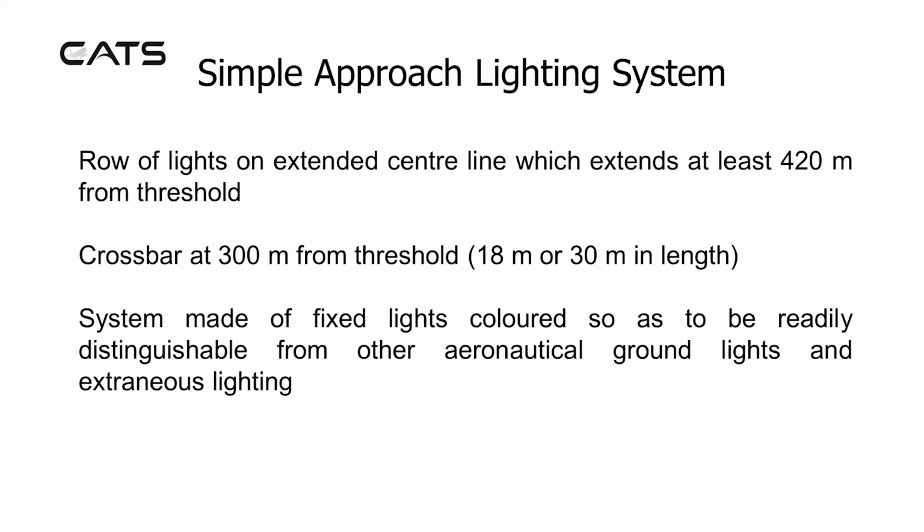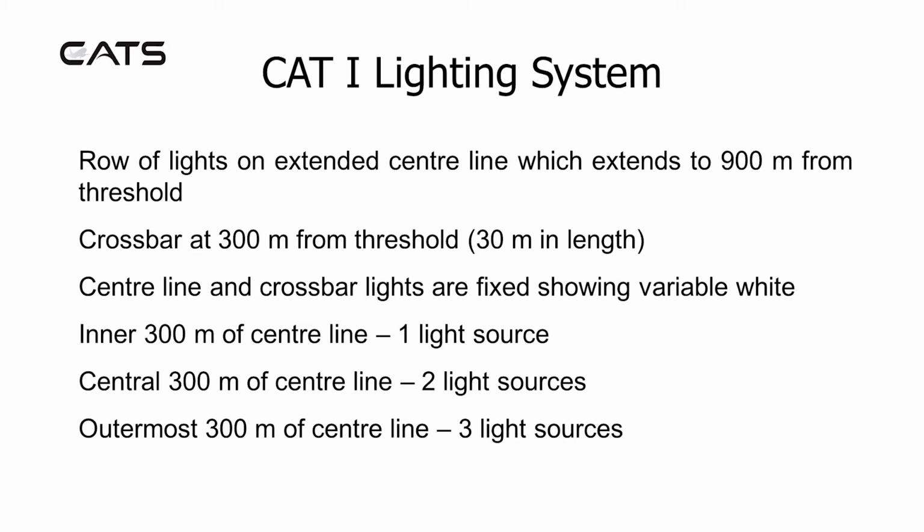Cat 1 lighting system. A row of lights on the extended centerline which extends to 900 meters from the threshold. A crossbar at 300 meters from the threshold, 30 metres in length. Centerline and crossbar lights are fixed, showing variable white. The inner 300 metres of the centerline is one light source. The central 300 metres of the centerline is two light sources, and the outermost 300 metres of the centerline is three light sources.